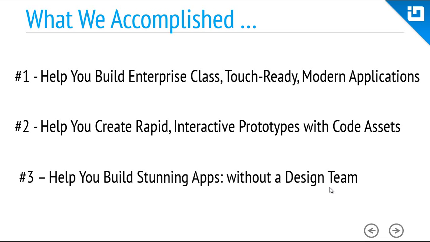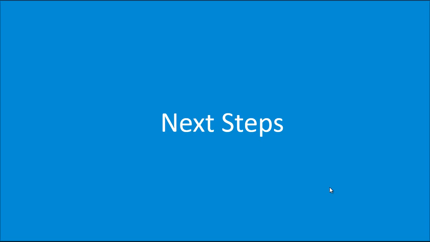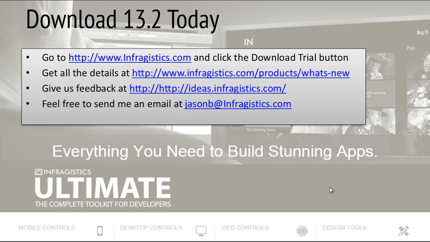We want to help you build rapid interactive prototypes with code assets with Indigo Studio and Ignite UI. And we want to help you build stunning apps without a design team. So take a look at our themes. If you don't like them, let us know. If you want more themes, let us know. Use user voice to be the constant feedback mechanism with Infragistics, because we do listen to that, and that's how we're driving the product.